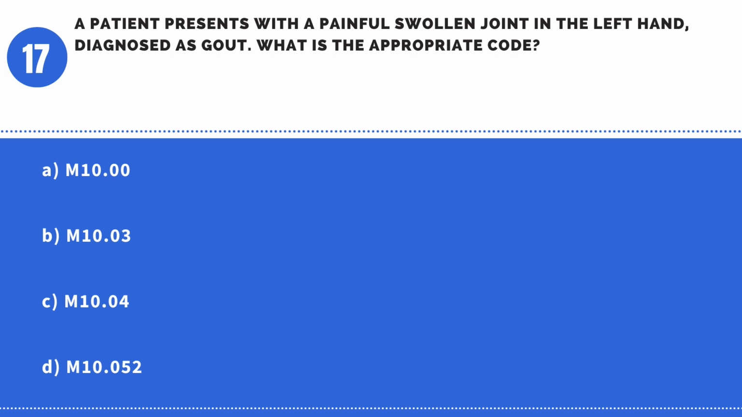Question 17. A patient presents with a painful swollen joint in the left hand, diagnosed as gout. What is the appropriate code? A. M10.00. B. M10.03. C. M10.04. D. M10.052. Answer: D.